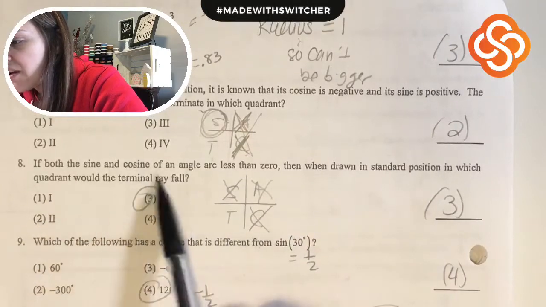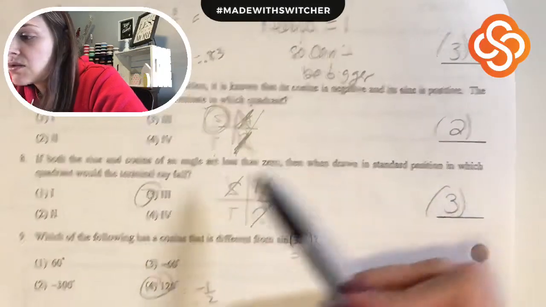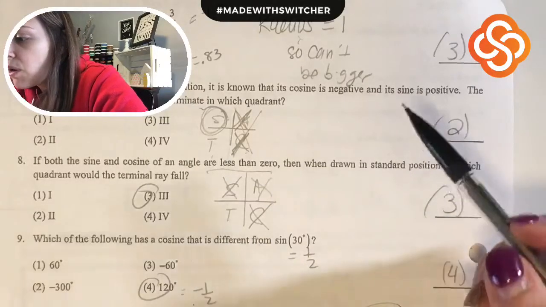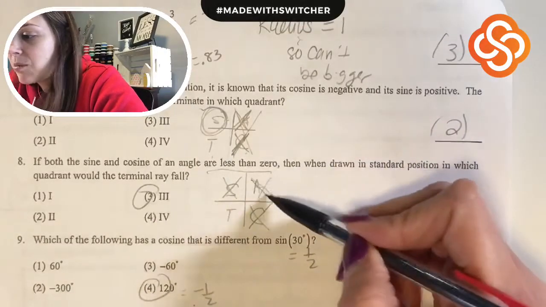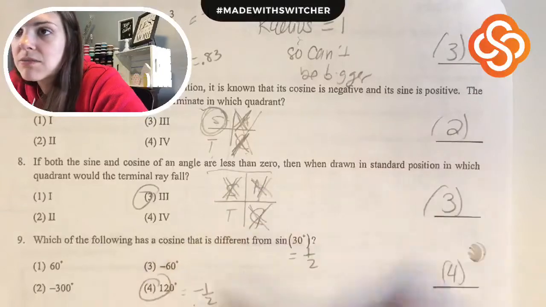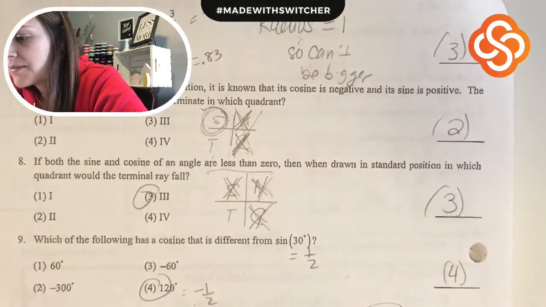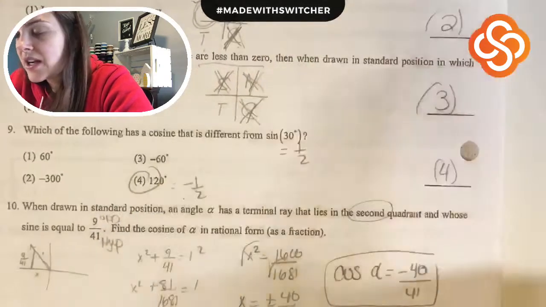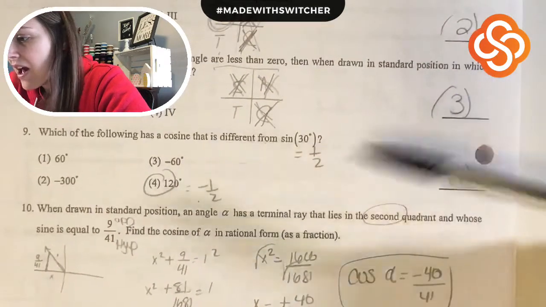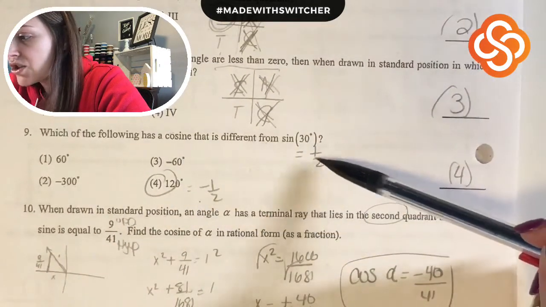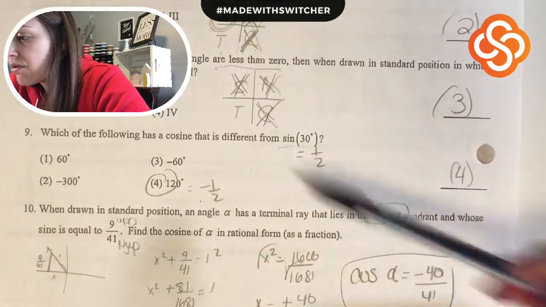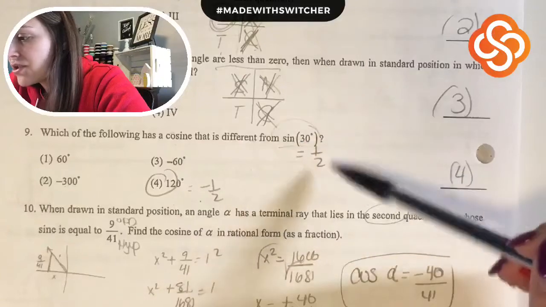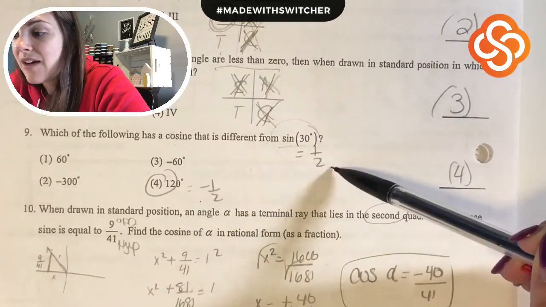So if both sine and cosine of an angle are less than 0, what are they getting at there? They're getting at that it's negative. So if both sine and cosine are negative, it can't be here, it can't be here, and it can't be here, right? So it's got to be quadrant 3. Which of the following has a cosine that's different from sine of 30? Again, you can use your calculator. So cosine of each of these, which one doesn't match sine of 30, which is 1/2.